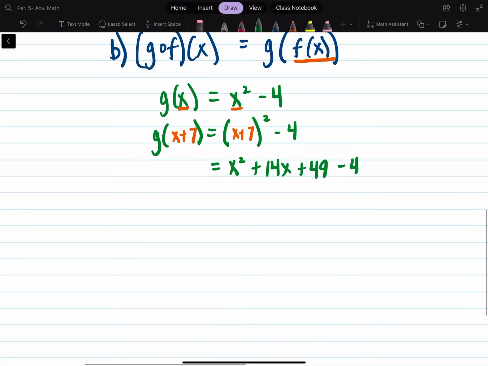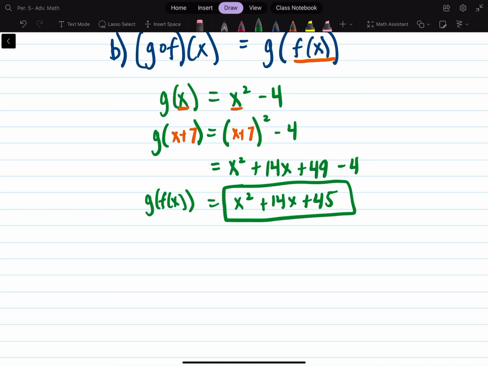I notice that my 49 and my minus 4 can be combined. So my simplified expression is x squared plus 14x plus 45. And that is what g of f of x is equal to. That is what my composition of functions is equal to.